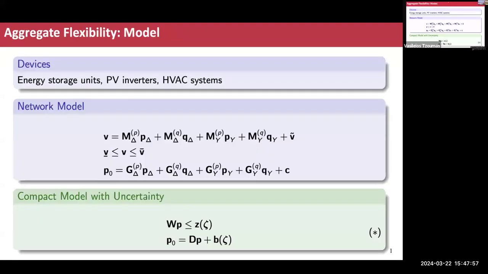Okay, so here's a model we're working with. At the device level, we have three kinds of DERs. We have energy storage units, we have PV inverters, we have HVAC systems. And we also have a network model that captures network constraints.